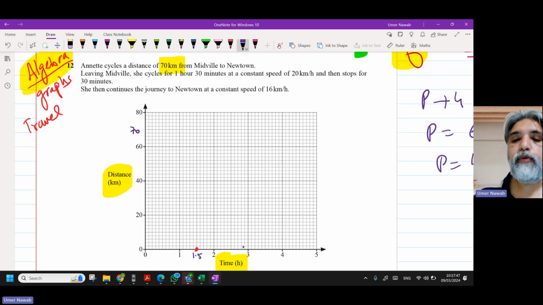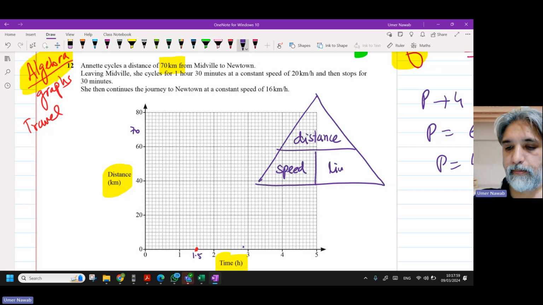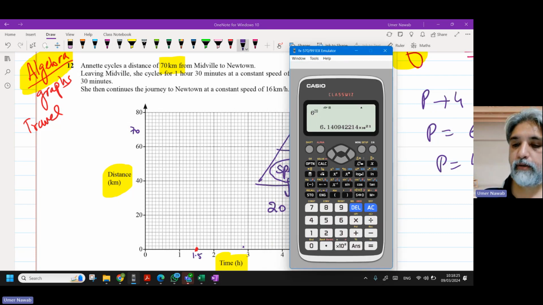What is the formula we have learned? Let me write a formula for constant speed. The formula is distance, speed, time. If I want to know how much the distance is, I have to multiply the speed with the time. So speed is given to me, 20 kilometers per hour, times 1 hour 30 minutes, that is, 1.5 hours. So let's try to calculate the answer. 20 times 1.5 gives me 30.